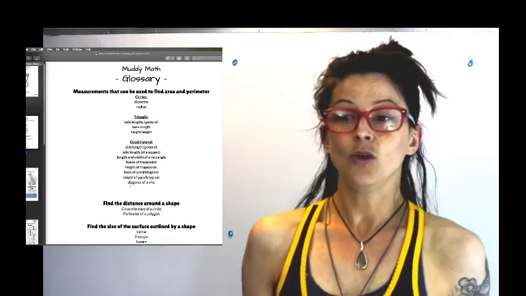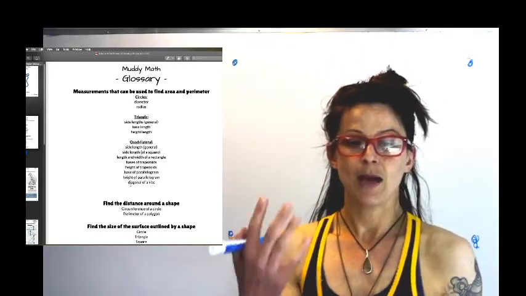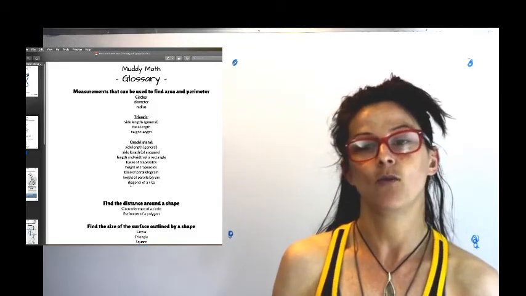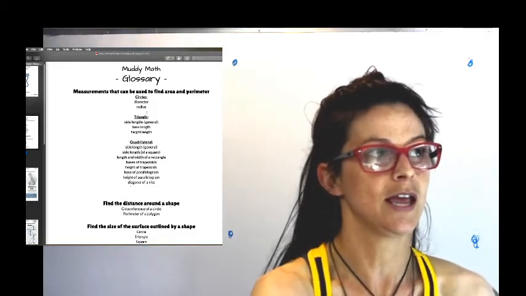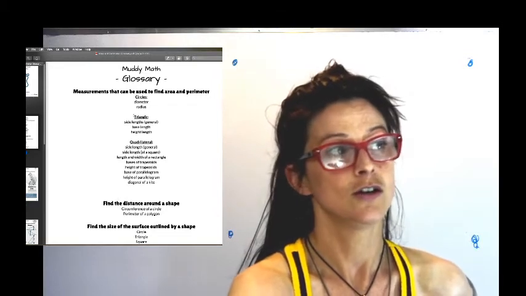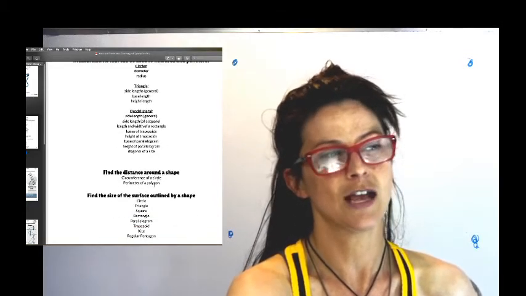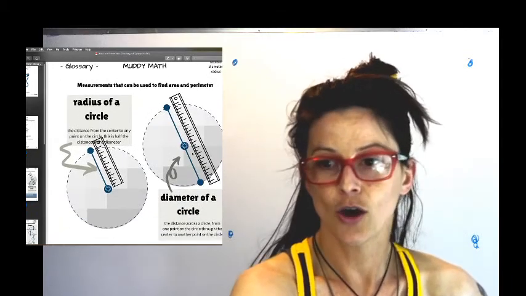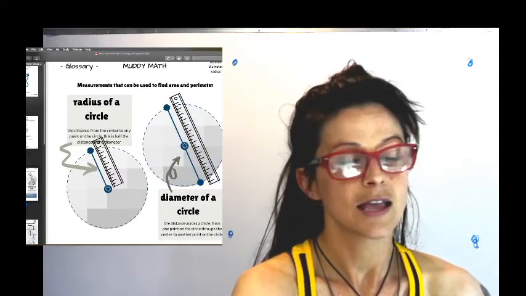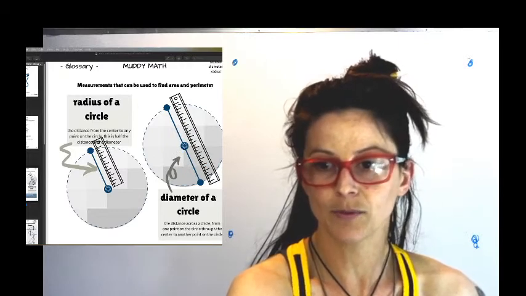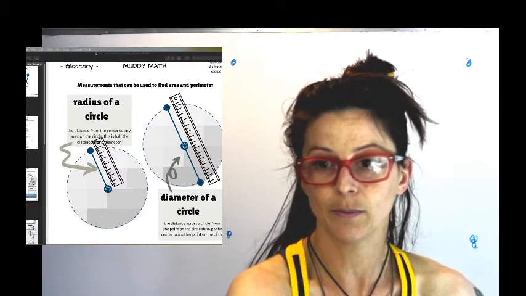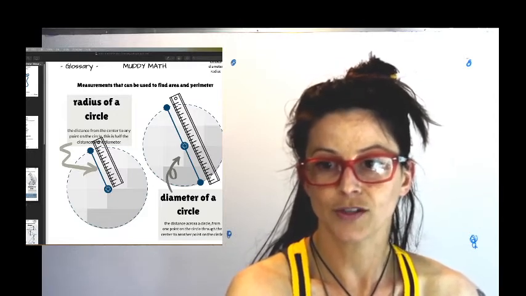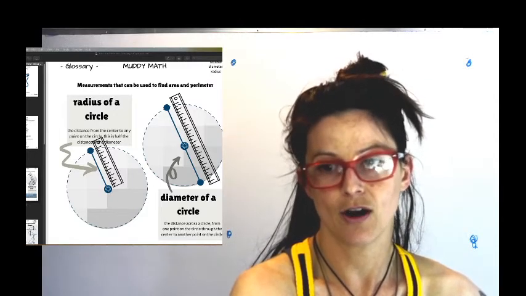Again, for this activity, you don't need anything but paper and a pencil. You could also do this outside on the sidewalk if you have sidewalk chalk. The words we want to focus on today are related to circles, triangles, quadrilaterals, and we'll see a little bit of pentagons. In order to be able to measure area and perimeter for a circle, you need to understand what the circumference and what the diameter are.